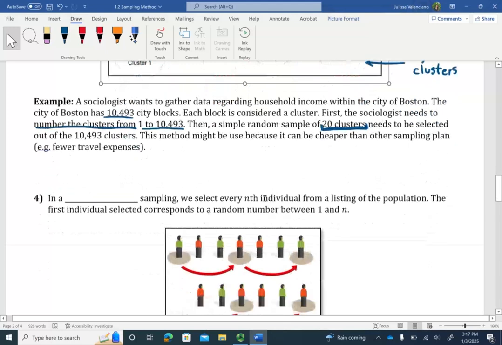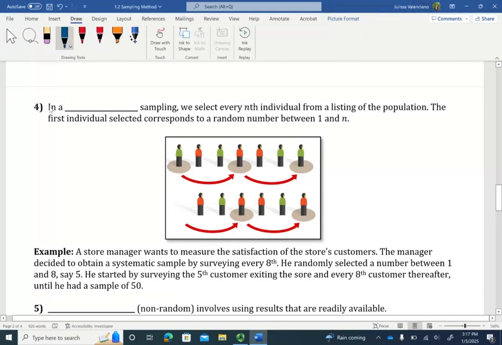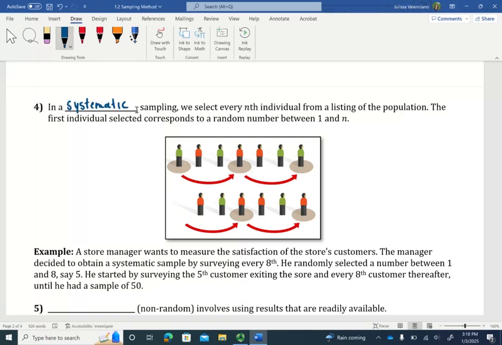Let me introduce you to the last random sampling method that we're going to see. This method is called systematic sampling. In this method, we select every nth individual from a list of the population. The first individual that you select corresponds to a random number between 1 and 9. And so here's a visual that can help you visualize the method.